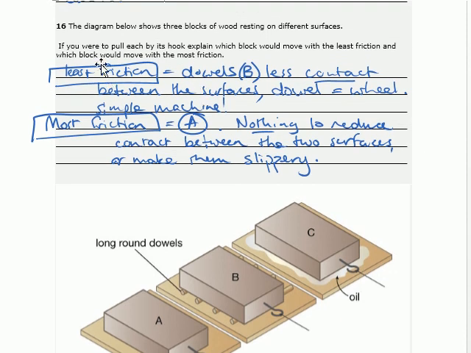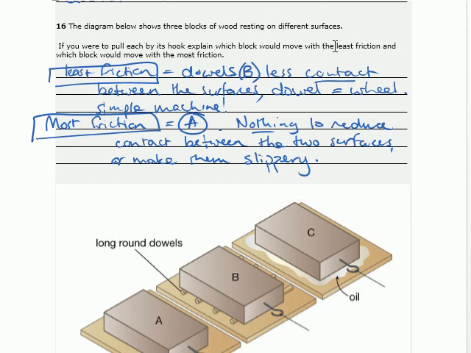So the question is, if you were to pull each by its hook, explain which block would move with the least friction and which block would move with the most friction. So it's not enough to say block A would move the slowest or something like that. You need to dissect this question and make sure that you answer every single part of it.